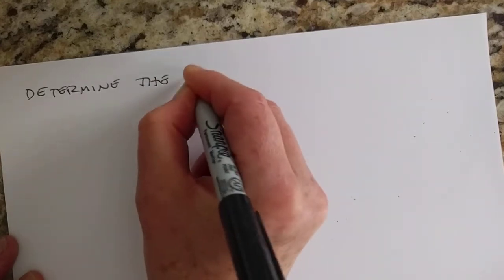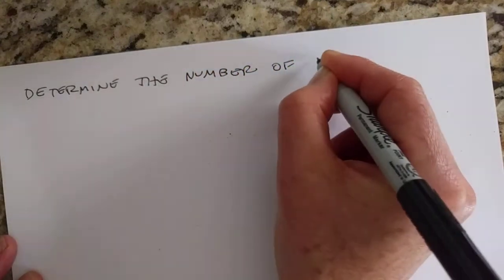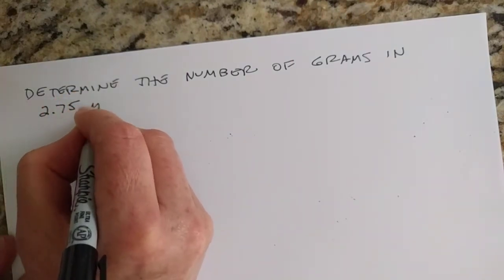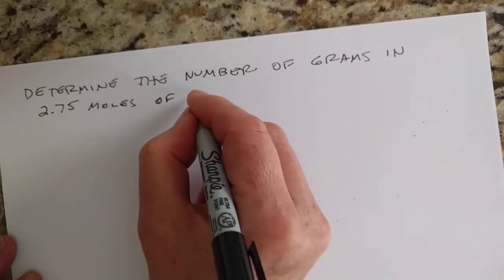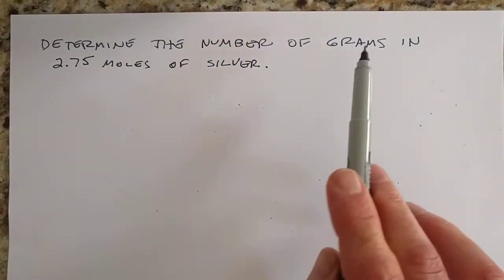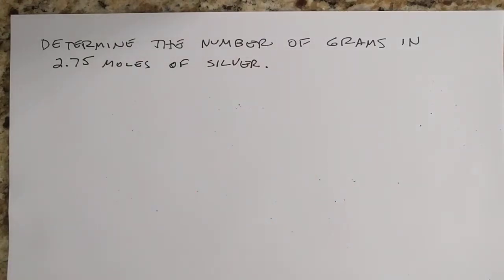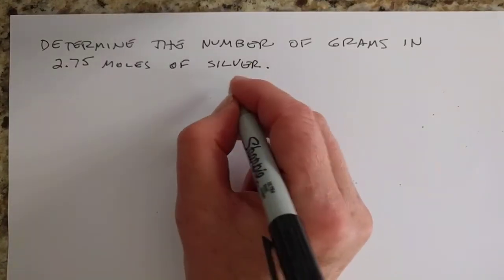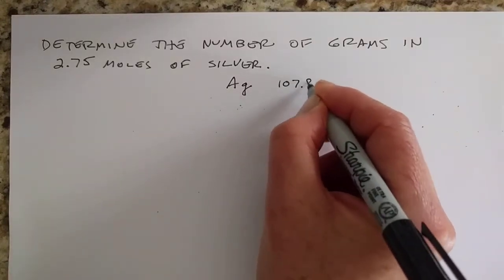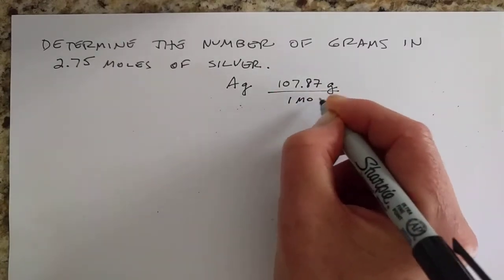Okay, for this one, let's see, determine the number of grams in 2.75 moles of silver. Okay, so now we still have grams and moles. Grams and moles, you're always going to need a molar mass. So silver, our formula of silver is Ag. So we just get the molar mass right from the periodic table. We have 1 silver atom. So for silver, 107.87 grams are in 1 mole.